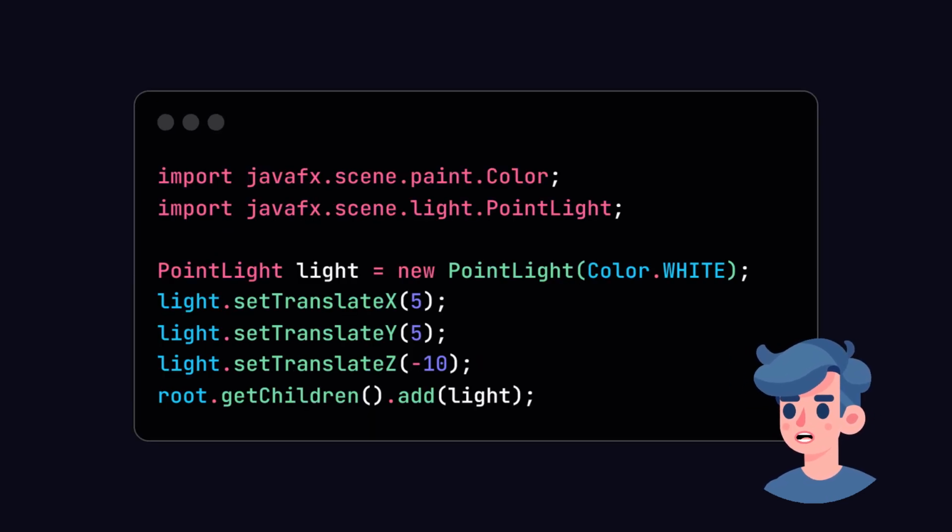Now let's make the game visually appealing by adding a light source. We will add a PointLight positioned above our scene to create some depth.